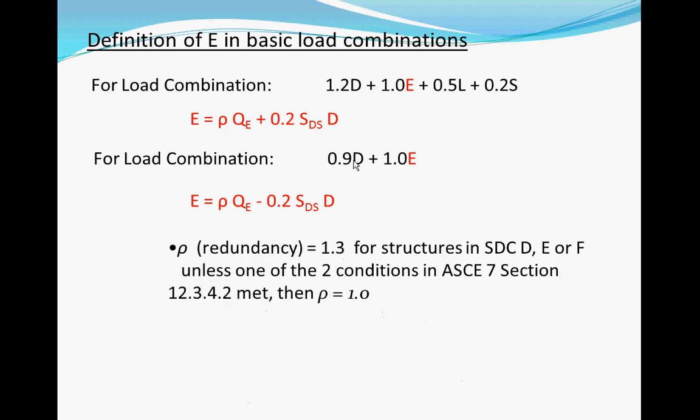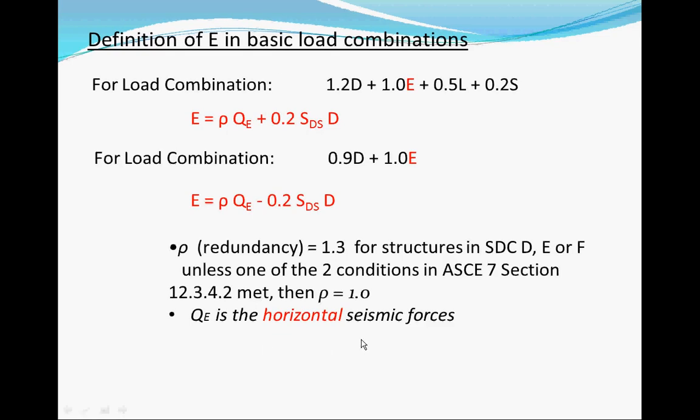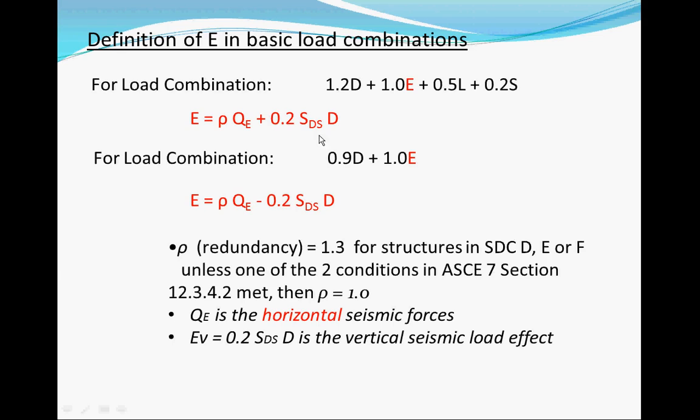Okay. So again, rho is the redundancy factor. It's typically 1.3 or 1 unless you meet certain conditions. So there's only two numbers, 1.3 or 1. QE is the horizontal seismic force only, so the one that we just looked at. And EV, I substituted that in here already, so the whole term is EV. EV is the vertical seismic effect. So that term is a seismic effect.